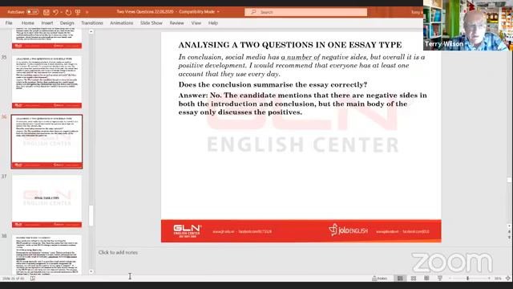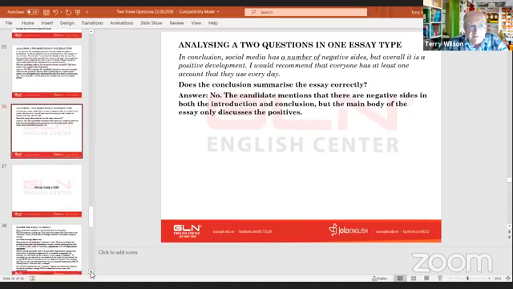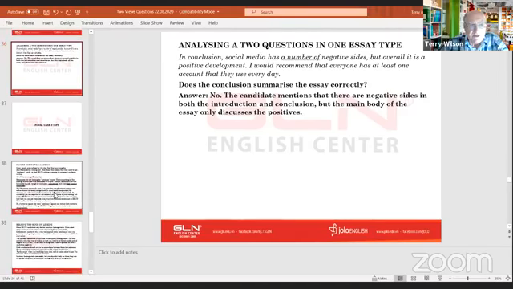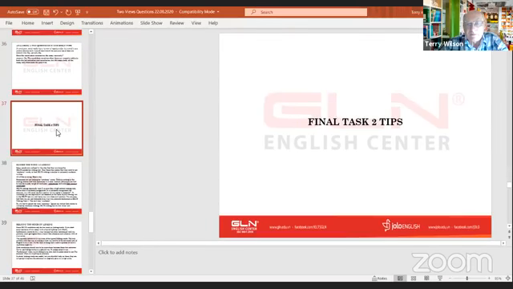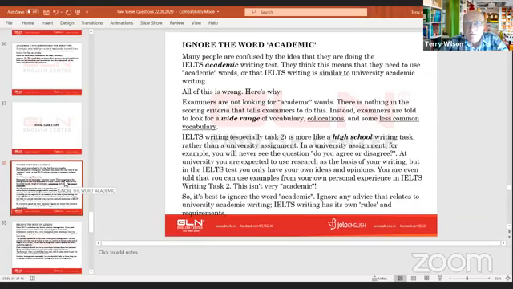So that's the end of looking at the examples today. I'll just end with a few final tips. So the first one is that I've kind of mentioned this morning. Many people are confused by the idea that they are doing the IELTS academic writing test. They think that this means they need to use academic words, or that IELTS writing is similar to university academic writing. So all of this is wrong, and here's why.